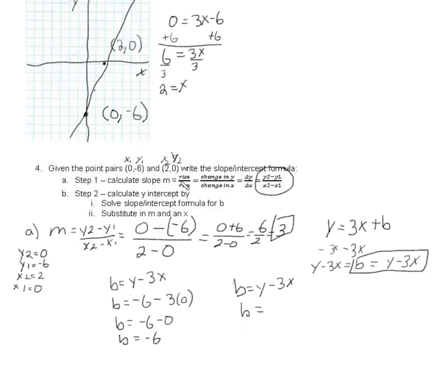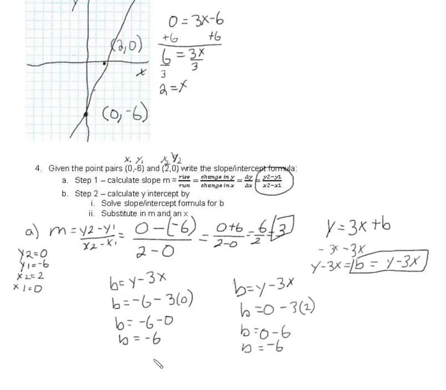Okay, b equals, what's y? Okay, y is 0 minus 3 times x. What's x? X is 2. So b equals 0 minus 6. B equals -6. Look, I got the same number.